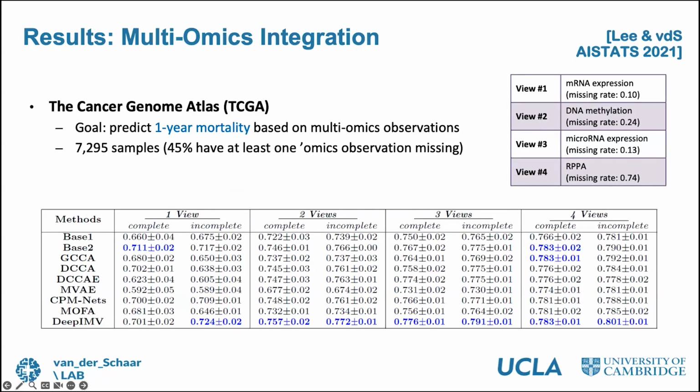This approach was validated using data from the Cancer Genome Atlas, predicting 1-year mortality based on multi-omics observations, outperforming all approaches, including the popular MOFA approach, across different number of views, and in particular when learning from incomplete data that's more representative of real-world scenarios.